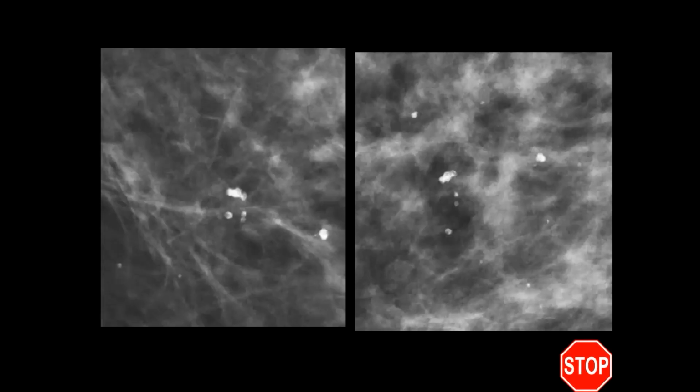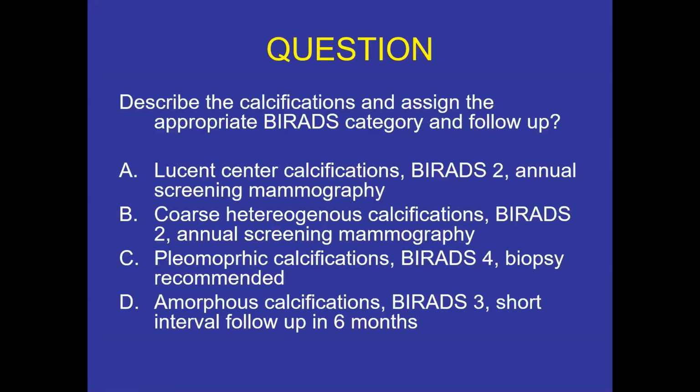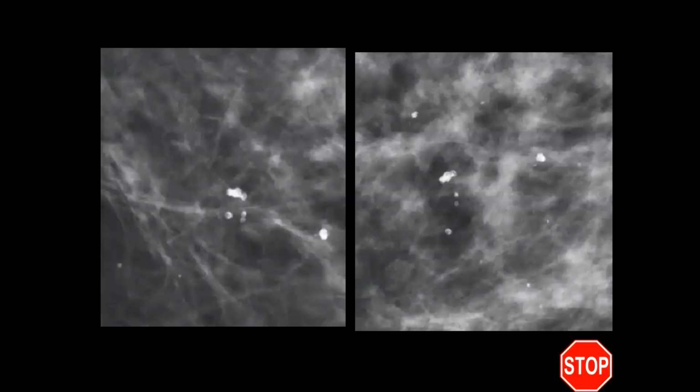Excellent. And everybody said, 75% said lucent center BI-RADS 2 annual screening, 25% said coarse heterogeneous calcifications, BI-RADS 2. So let's talk about it. And let's see if I forget now. No, I did do. So there's skin calcification. I had a senior moment where I couldn't remember if I had a second question or not. So these are skin calcifications. And we just talked about it, right? So these are what they look like.